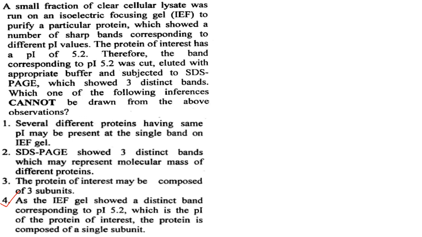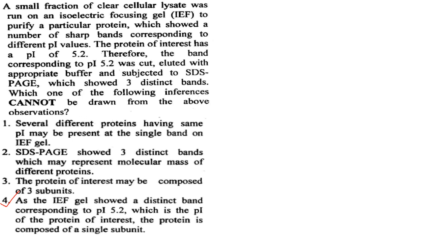Then next one. A small fraction of clear cellular lysate was run on an isoelectric focusing gel to purify a particular protein, which showed a number of sharp bands corresponding to different pI values. The protein of interest has a pI of 5.2. Therefore, the band corresponding to pI 5.2 was cut, eluted with appropriate buffer and subjected to SDS-PAGE, which showed three distinct bands. Which one of the following inferences cannot be drawn from the above observation?